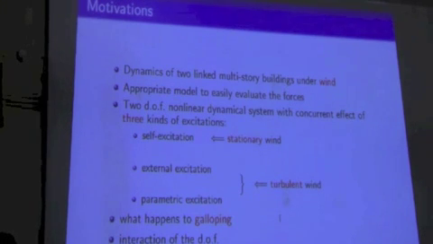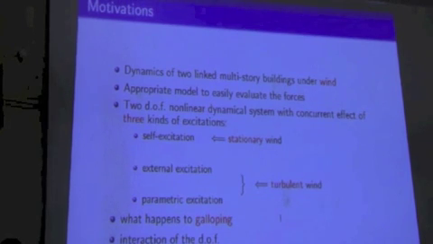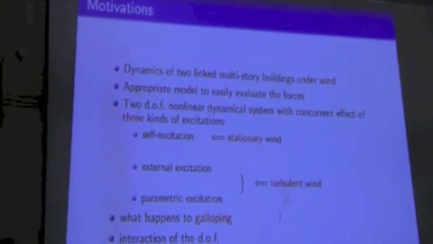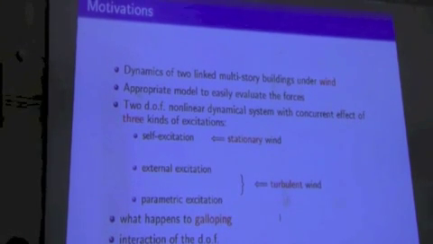In particular, the steady part, the stationary part of the wind will provide self-excitation, while the turbulent part will give both external and parametric excitations. So in this case we want to study what happens to galloping, and in particular which is the interaction between the 2 degrees of freedom.